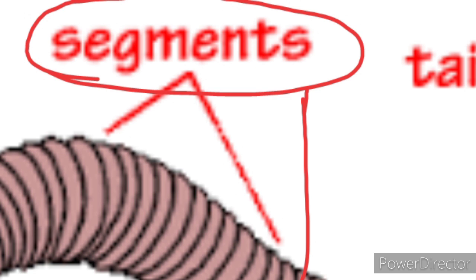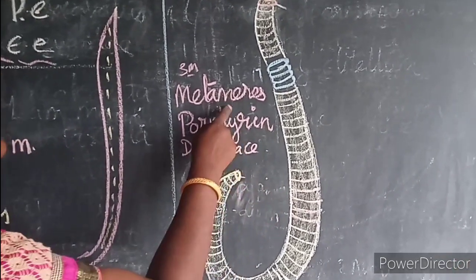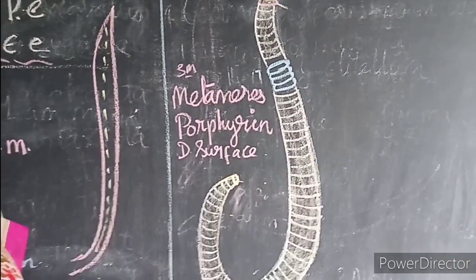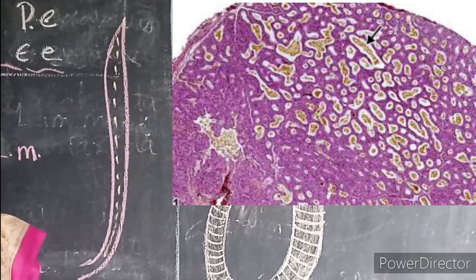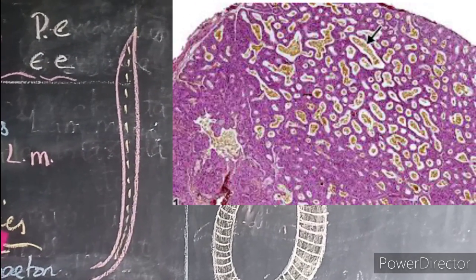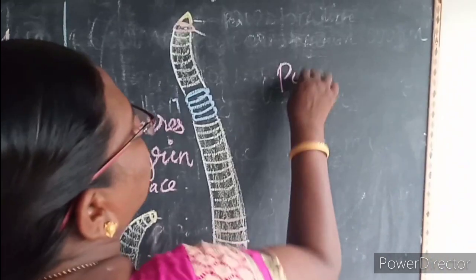What are metameres? The body of the earthworm is divided into many segments. These segments are known as metameres. Then what is the color of the earthworm? The color of the earthworm is a purplish tinge. What is a purplish tinge? That is pinkish in color.